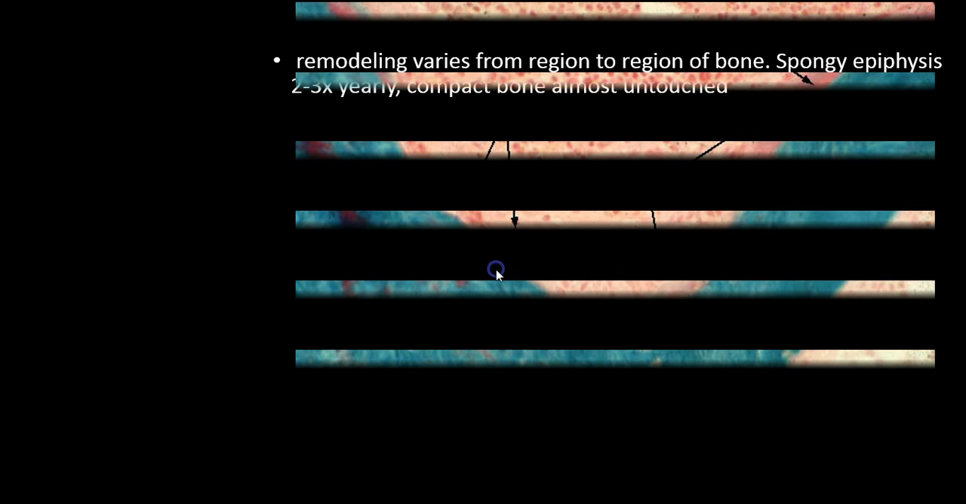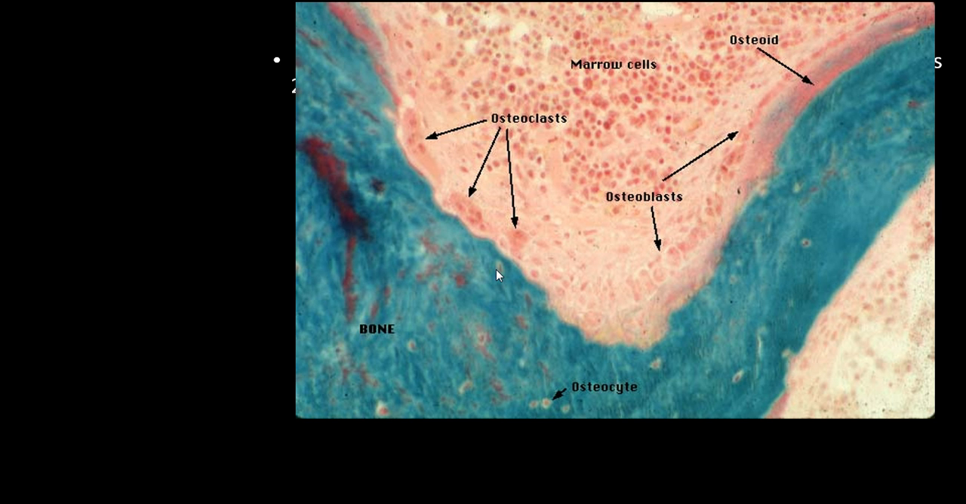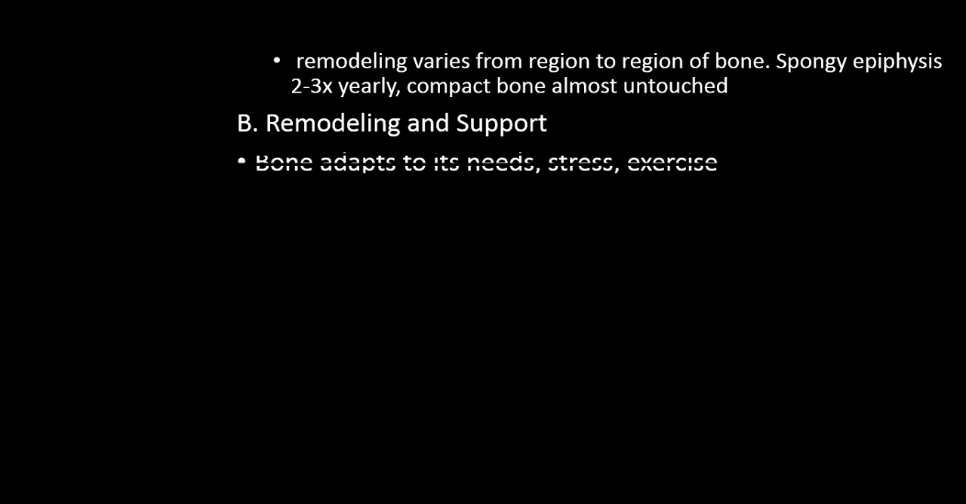Hence bone remodeling. This is a real diagram of actual bone remodeling going on. And for your level, it's not necessary that you understand what's going on here. So remodeling and support: bone actually adapts to its needs, its stresses, and exercise. That means the more stress, the more exercise, the more stimulus you place on bone, it will adapt to that and become stronger and stronger. The reverse can happen also. If you remove stress from bone, you can actually decrease the strength, stability, and thickness of bones.